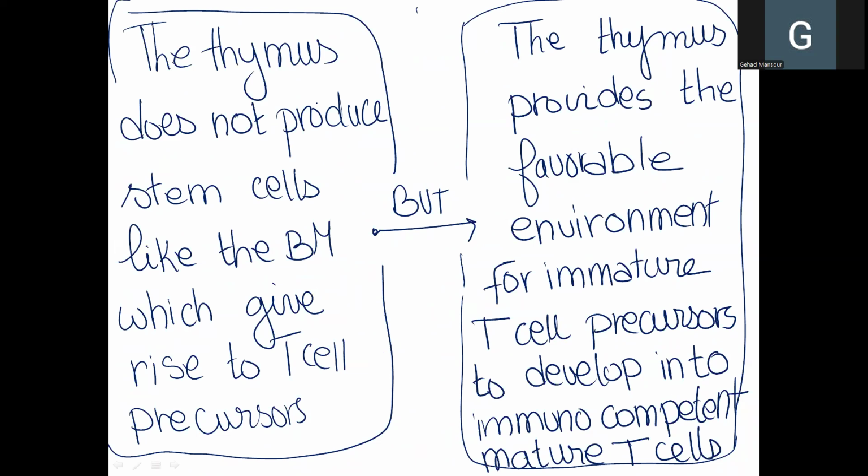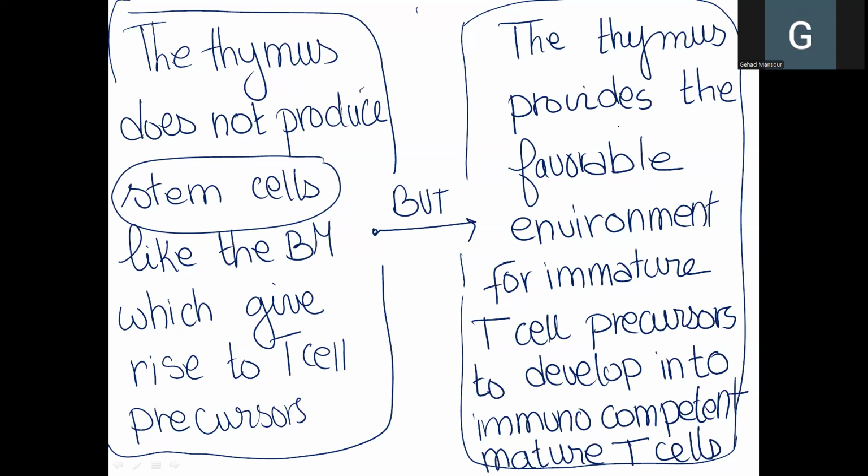Why isn't the thymus capable of producing lymphocytes from scratch? Because it does not produce stem cells as abundantly as the bone marrow, and therefore it's not capable of creating those T cell precursors from nowhere.